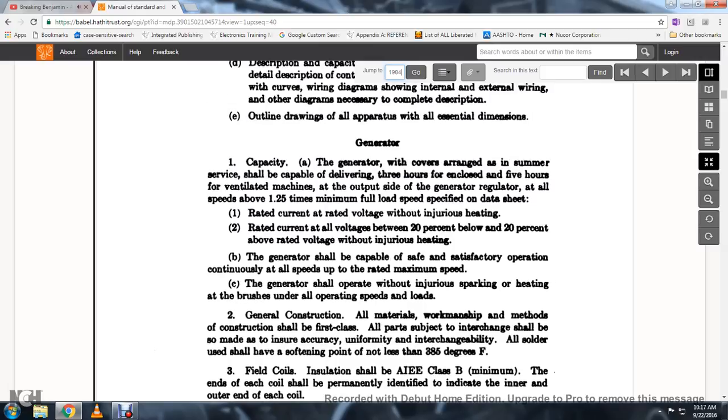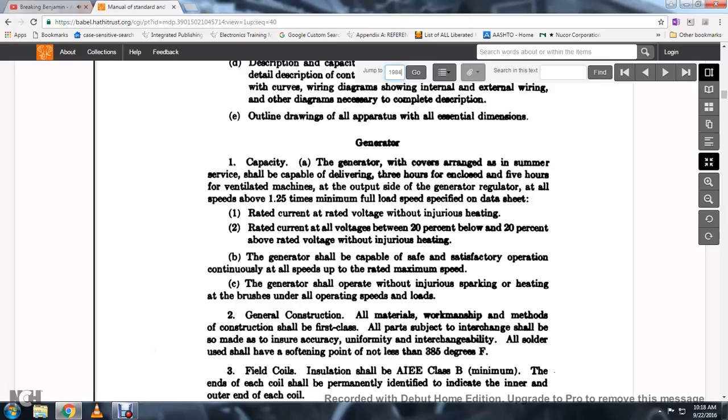Generator. 1. Capacity. The generator shall be capable of delivering rated output for 3 hours if totally enclosed or 5 hours if ventilated. At the output side, the generator regulator operates at speeds above 1.25 times the maximum full load speed specified on the data sheet. Rated current at voltage between 20% below and 20% above rated voltage without injurious heating.